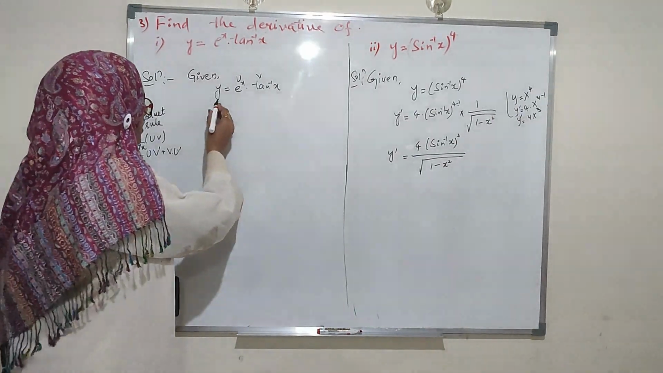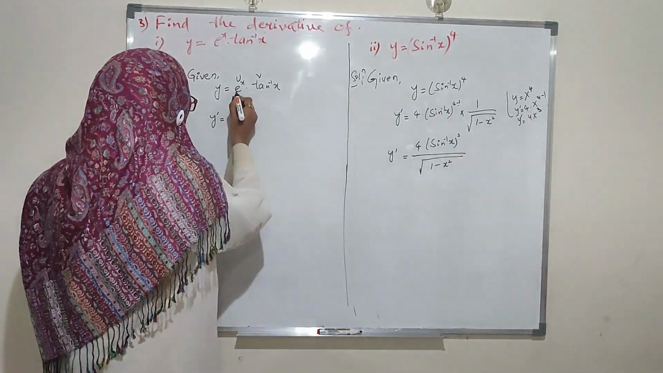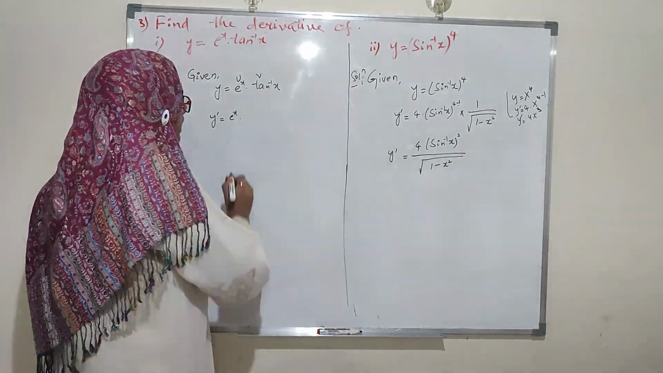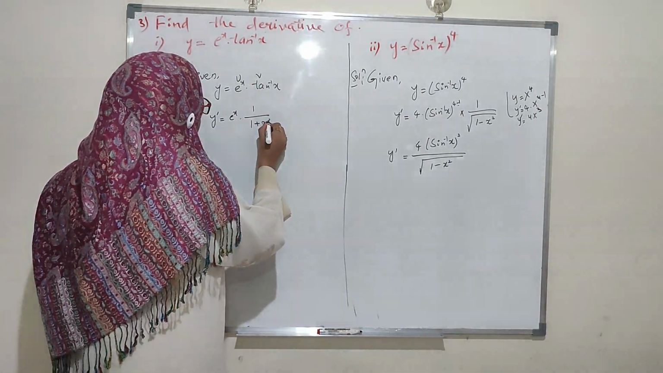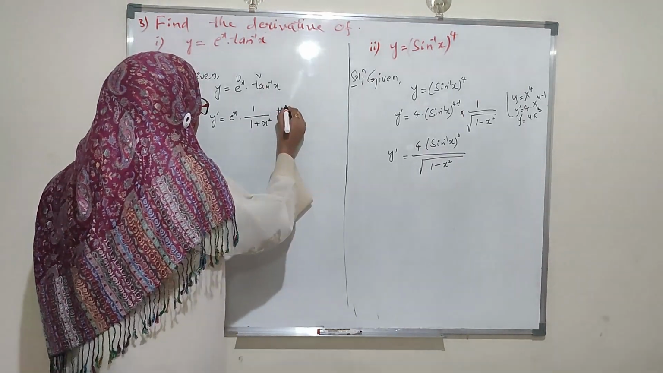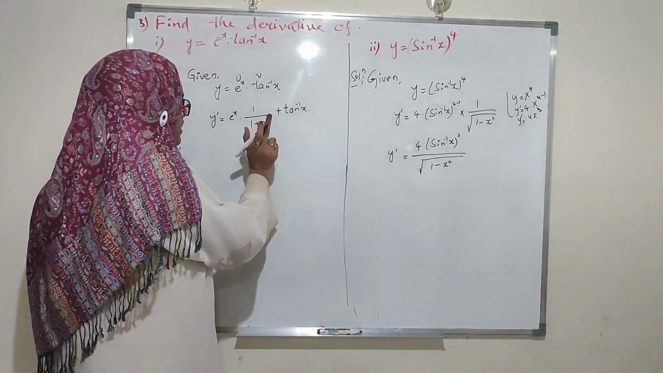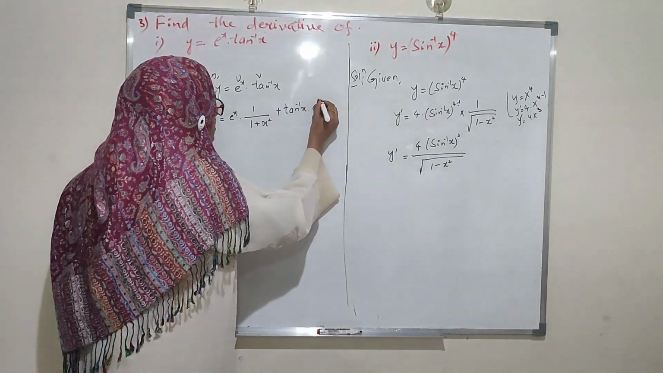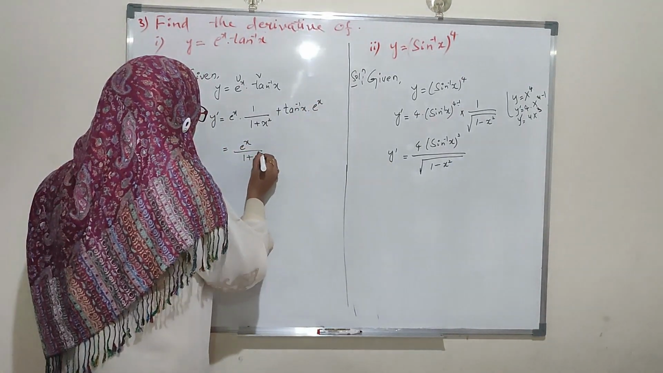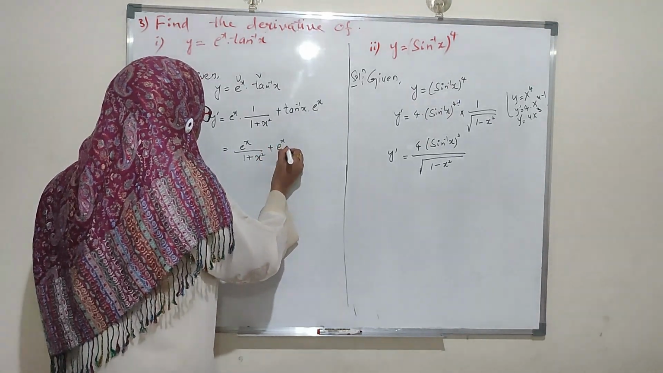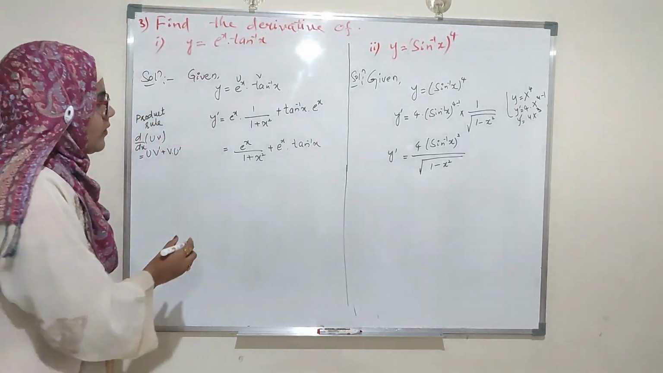Now we have to find y dash, the differentiation of y. First term keep as it is, differentiation of second: tan inverse of x differentiation is 1 by 1 plus x square, plus keep second term as it is, tan inverse of x, and the differentiation of e raised to x is e raised to x only. So it is equal to e raised to x by 1 plus x square plus e raised to x into tan inverse of x.